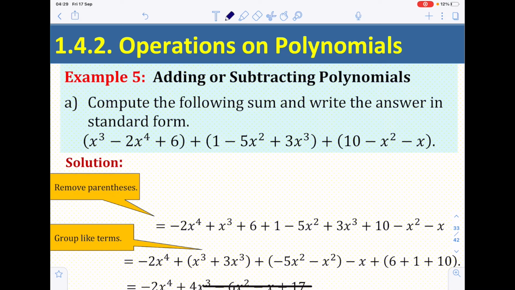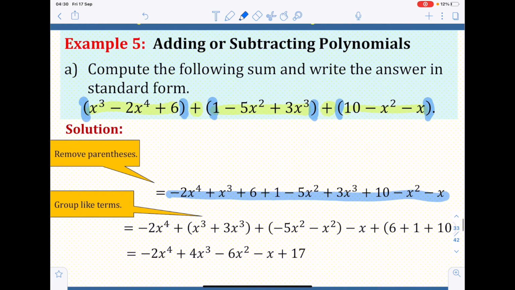Operations on polynomials like adding, subtracting, multiplying two polynomials, or dividing. Let's see first adding or subtracting polynomials. We have here these examples. We have this polynomial, then plus this polynomial, then plus this polynomial. Since we have addition, there is no meaning for keeping those parentheses. So the first thing we will do here is to get rid of those parentheses. So we will write the polynomials without parentheses like this.